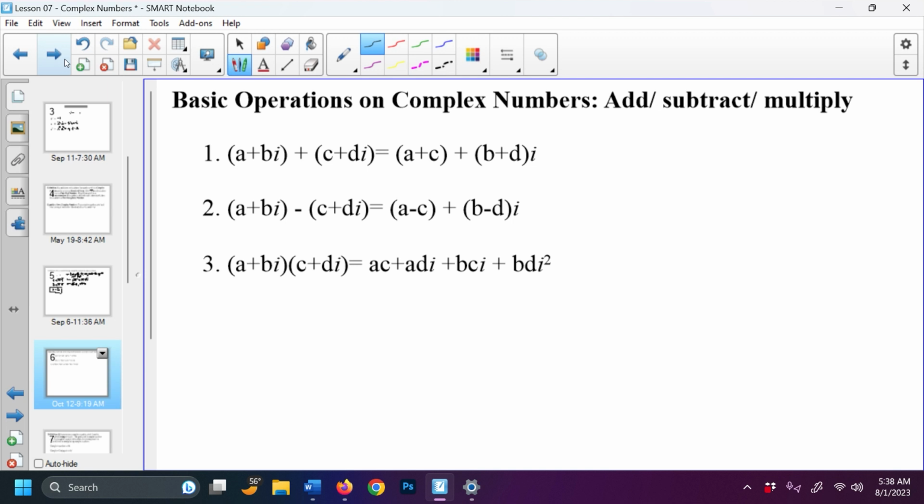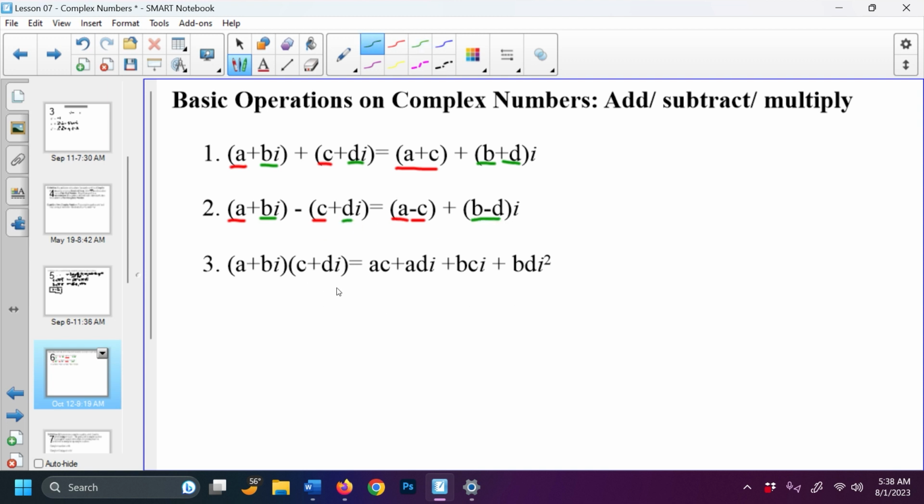Basic operations on complex numbers: add, subtract, and multiply. In most instances, when you are adding or subtracting, you are adding the real parts. And so right here is a real part, and you see that we're adding the real parts. These are the imaginary parts, and you see that we are adding those imaginary parts. Similarly, when you are subtracting complex numbers, you subtract the real parts, and then you subtract the imaginary parts.